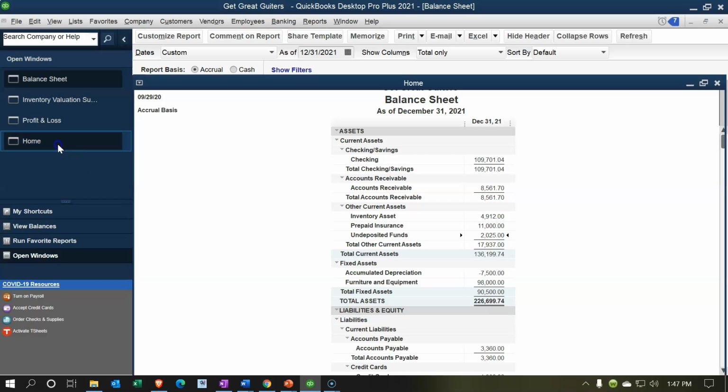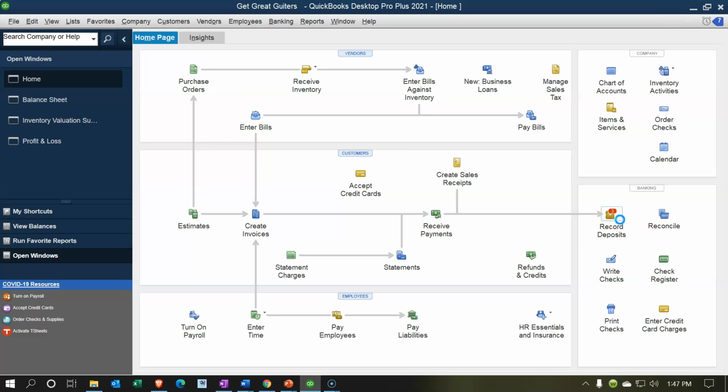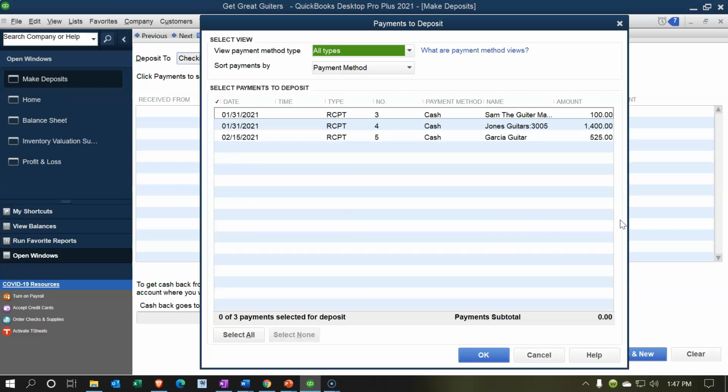So then if we go back to the home page over here, we see that we have these 3 items. That little red number 3 means that there's 3 items that were either put in there with a sales receipt or a received payment that need to be deposited into the bank. So if we select that item, then we're going to get that pop-up window showing those 3 items.